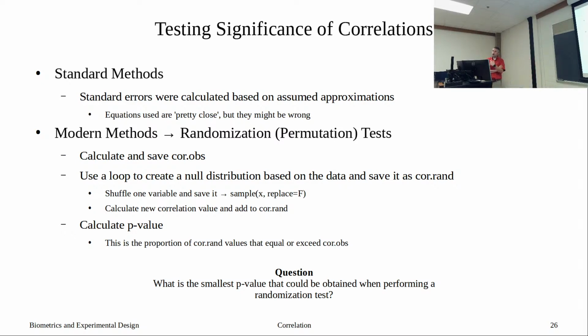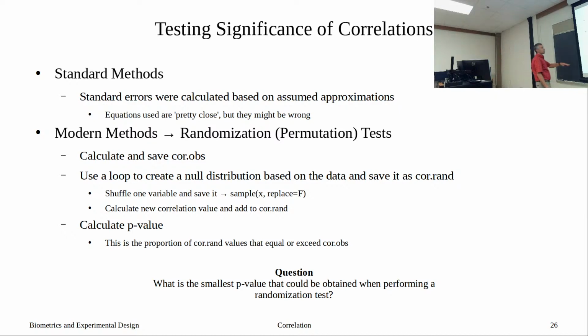So I think a more modern method, one that we could be using, probably should be using, is a randomization test or a permutation test. What this test is basically going to do is calculate the correlation, and it could be anything. It can be Pearson's, Spearman's, or Kendall's tau. At this point, it's less important because we're going to generate our own null distribution.